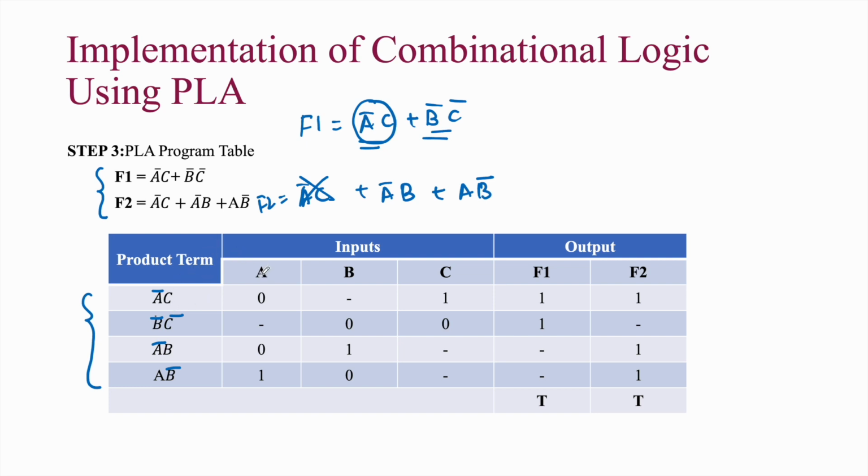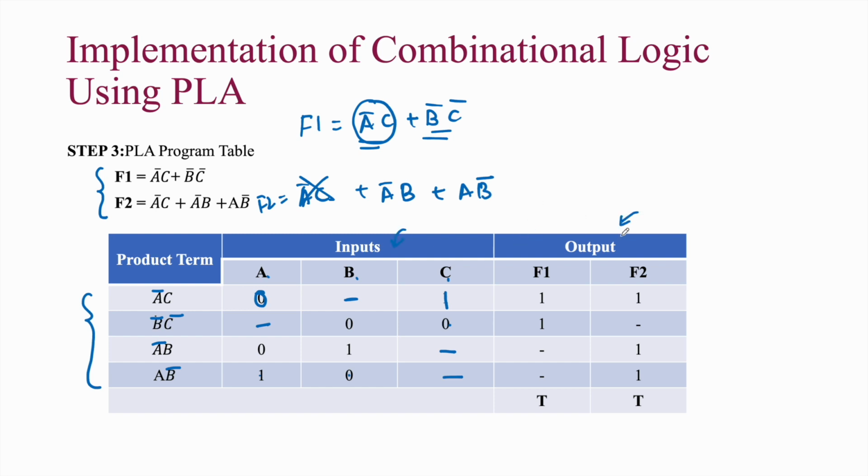Then what we have to do? We have to plot the inputs. So, we have three inputs A, B, C. What are all the variables that we have here? It is A bar, inverted form of A, therefore 0. We have C, therefore we make it 1. We don't have B, so let us mark it with a hyphen. We have B bar, therefore 0. C bar, 0. We don't have A. We have A bar, therefore 0. We have B, 1. We don't have C. We have A, B bar, we don't have C. Therefore, the input table is completely filled.